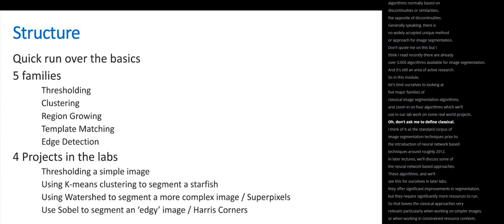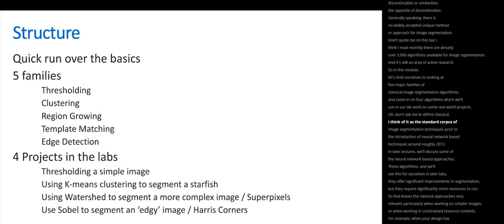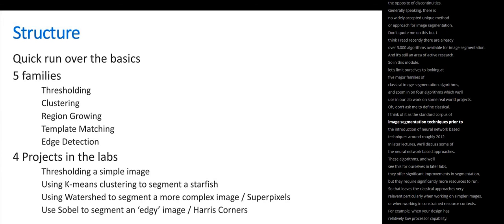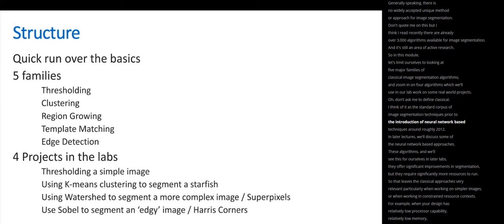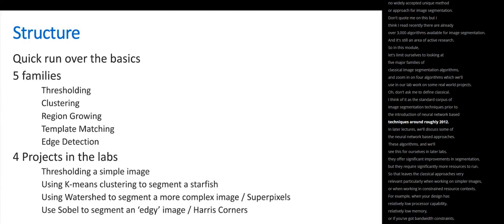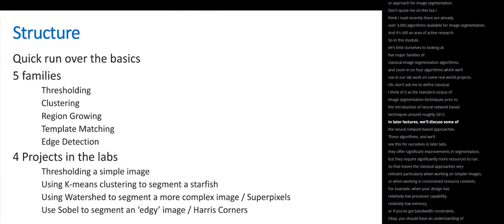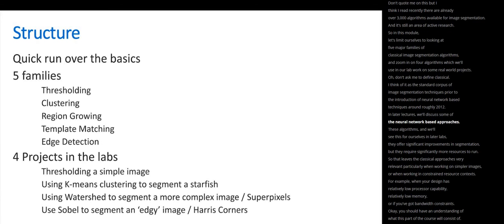Oh, and don't ask me to define classical. I think of it as the standard corpus of image segmentation techniques prior to the introduction of neural network-based techniques around roughly 2012. In later lectures, we'll discuss some of the newer neural network-based approaches.